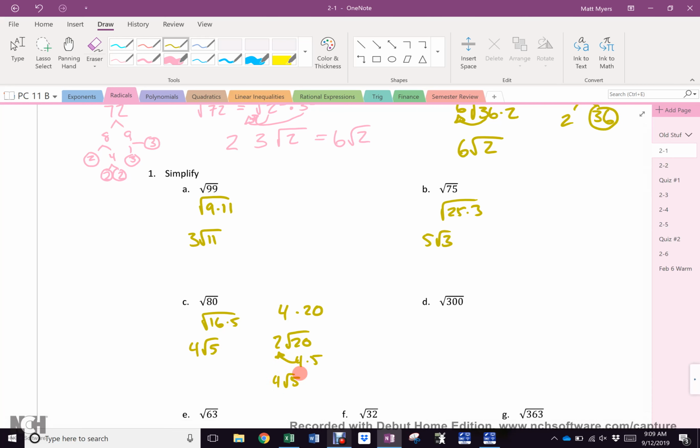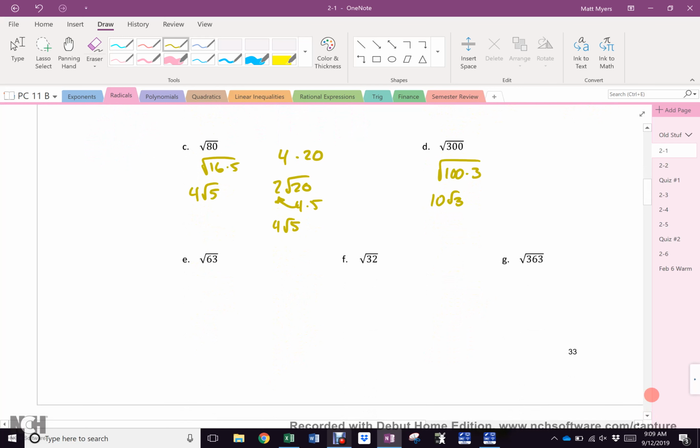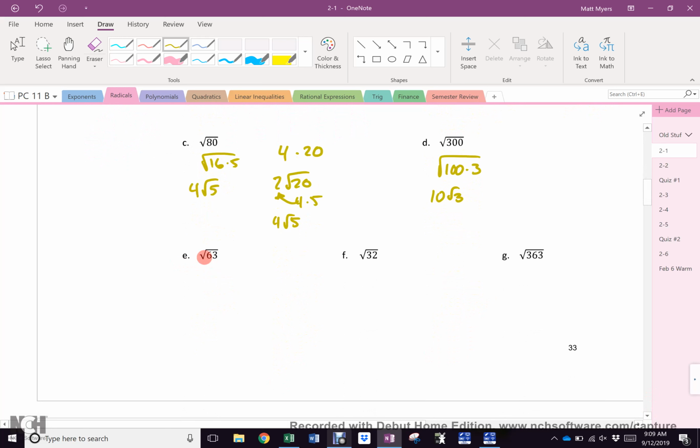What's the one with 300? 100 times 3. 10 root 3. Oh, look, 63. We just talked about 63. What's the perfect square? 9 times 7. 1, 2, 3, 4, 5, 6, 7. 63. 3 root 7. What's the perfect square in 32? 16, but a bunch of you would say 4. But it is indeed 16 times 2, so that is 4 root 2.